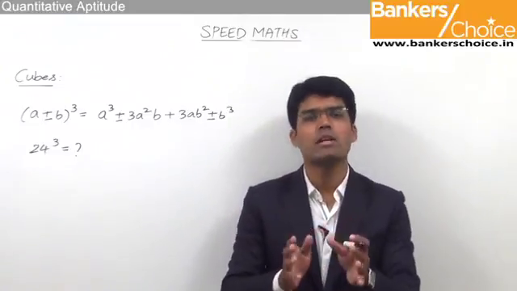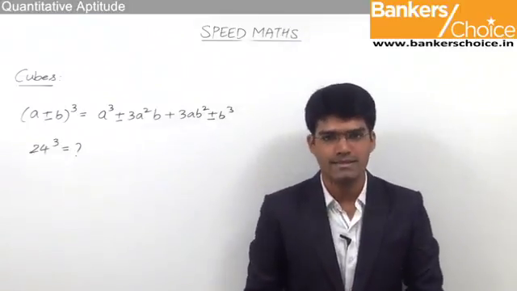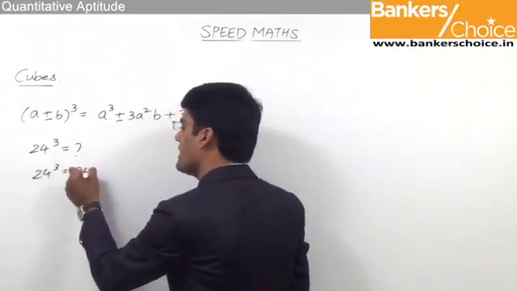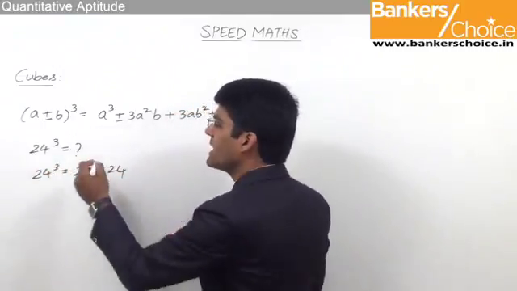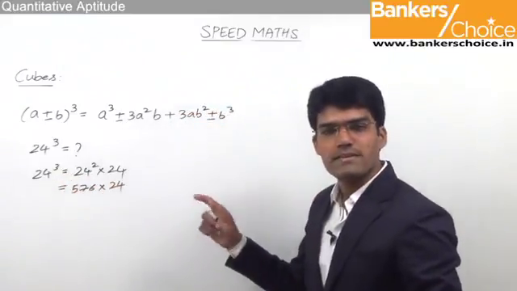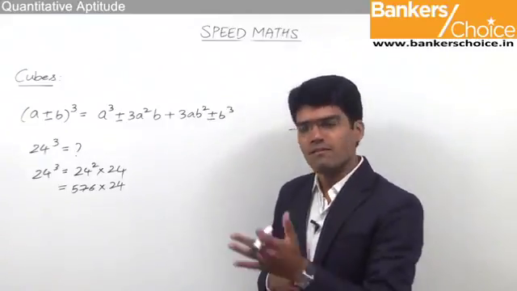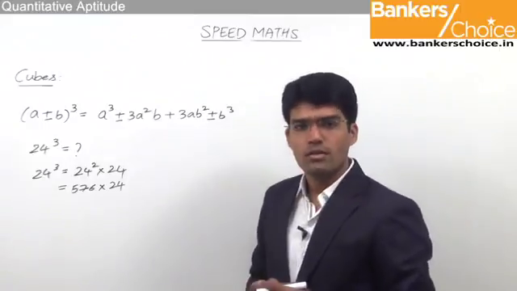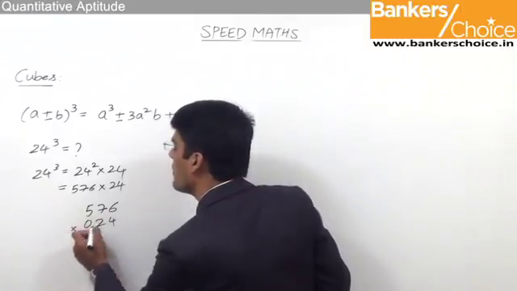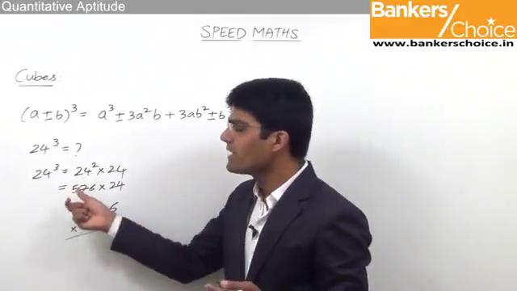Now, one method is the regular procedure, that is find out 24 into 24 into 24 on paper and get the answer. For example, 24 cube is nothing but 24 squared into 24. We know that 24 squared is 576. So 24 cube can be taken as 576 into 24. And by using one of the multiplication techniques that we have discussed, we can find out 576 into 24. For example, we can take this as 576 and 024.